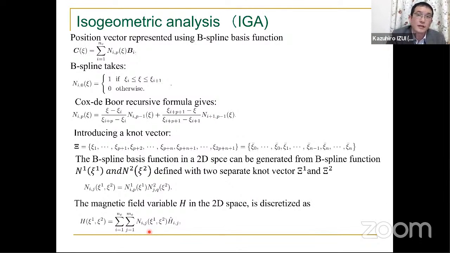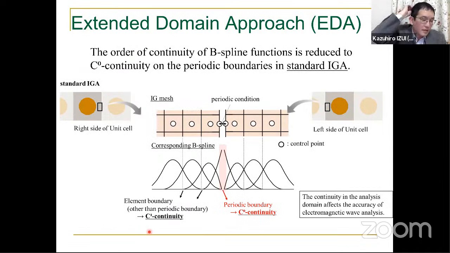for this analysis. However, such typical implementation has a crucial problem regarding the continuity on the periodic boundaries. In standard IGA, the order of continuity on the periodic boundary is reduced to C0. And such continuity reduction is very problematic and affects the accuracy of the wave propagation analysis.